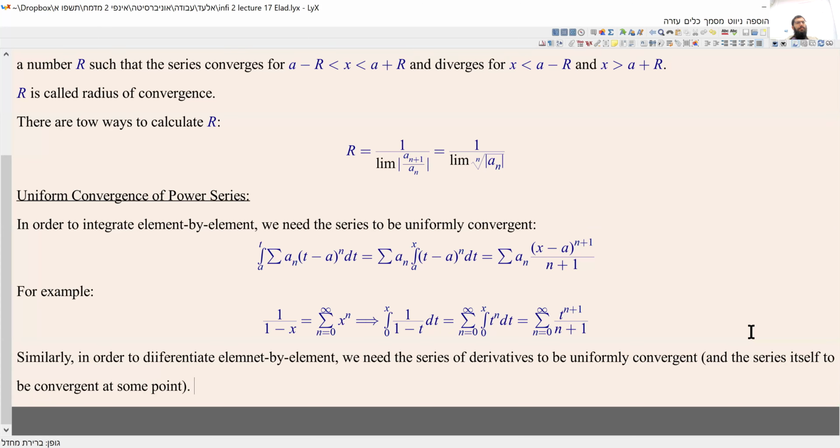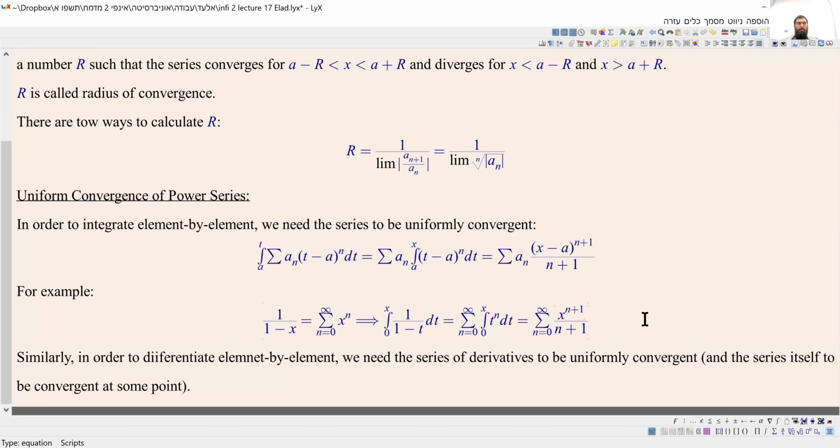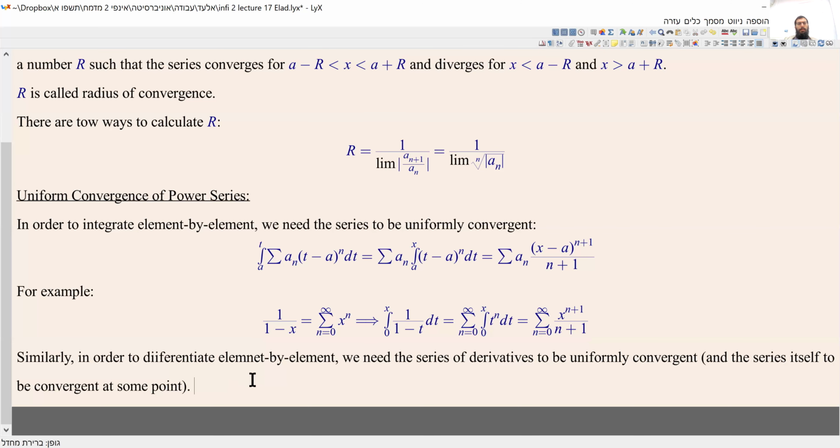Sorry, integrate element by element, you integrate by t and then integrate by x? No, I integrate by t and then I substitute x instead of t. That's a definite integral.